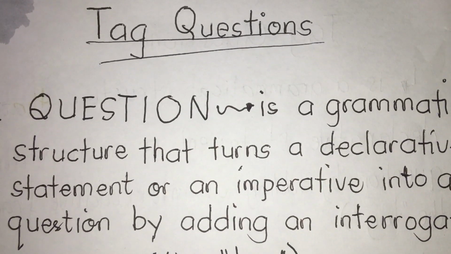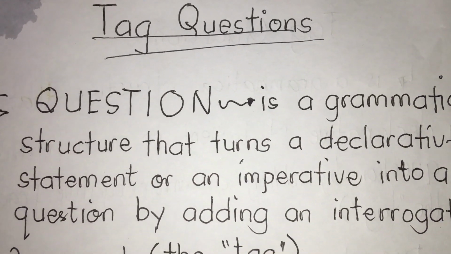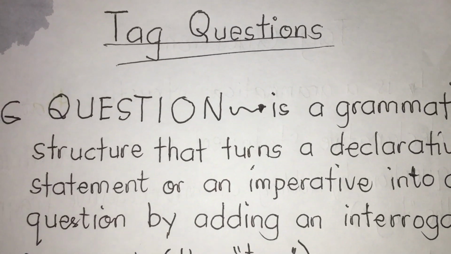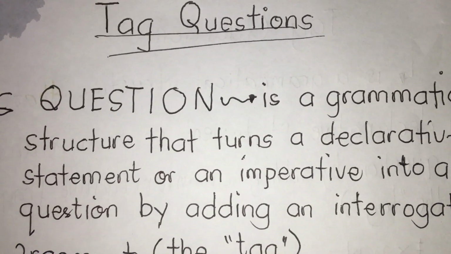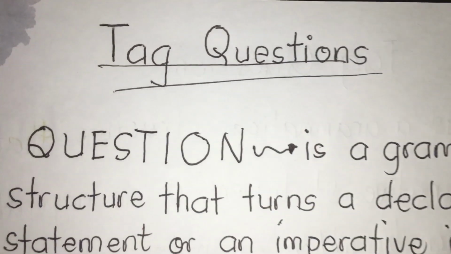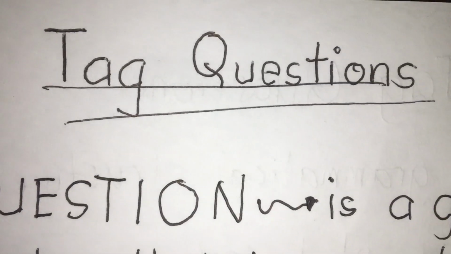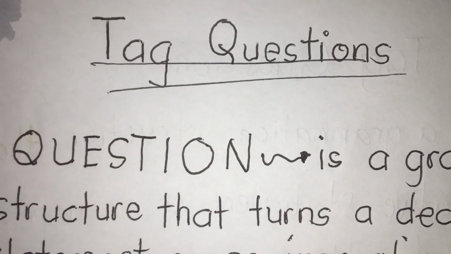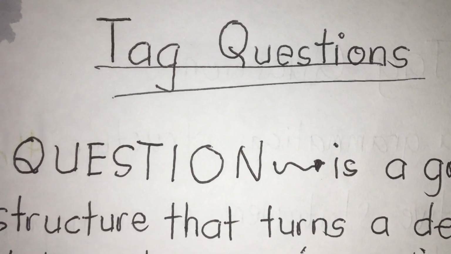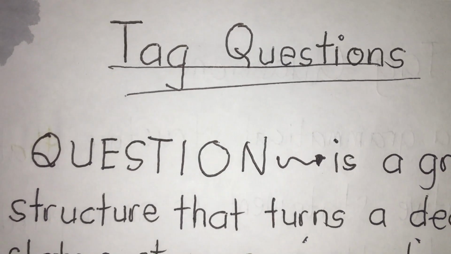If the statement has an auxiliary verb or helping verb or a modal, it is repeated in the tag question. Why do we use a tag question? Because question tags are used more in spoken English than in written form. Okay? Now let's proceed to tag questions.